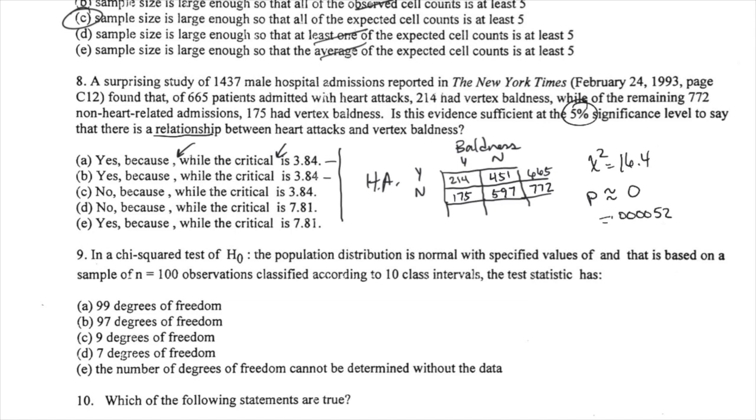Remember, the null for tests for independence is that they are independent. There exists no relationship. So when I reject that null, I'm deciding that there is, in fact, a relationship between the two variables. Okay, so is it sufficient evidence at the 5% significance level to say there's a relationship? Yes, I'm rejecting the null and concluding there does exist a relationship.